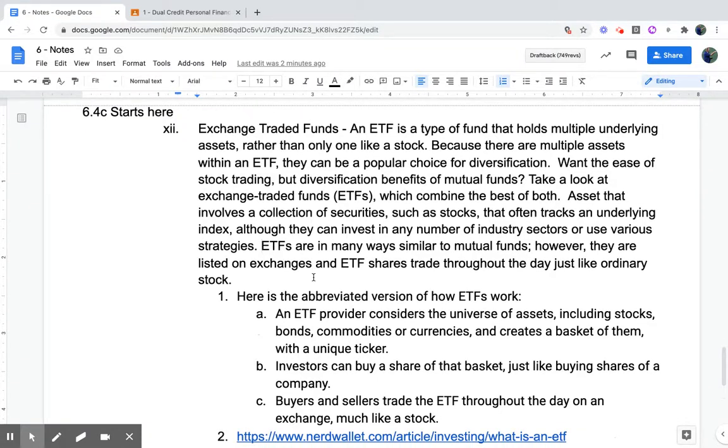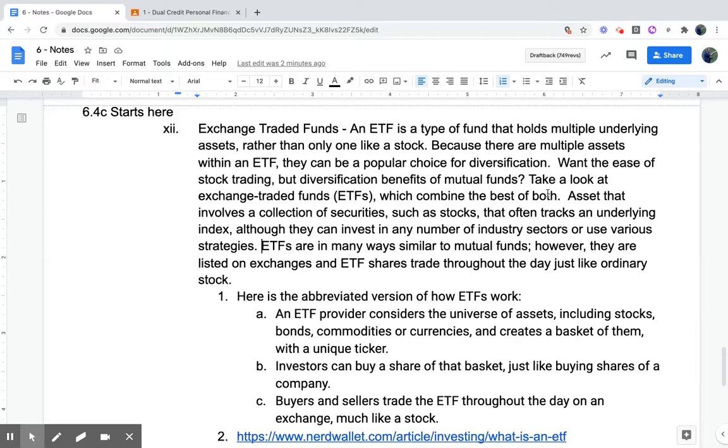So with exchange traded funds, an ETF is a type of fund that holds multiple underlying assets rather than only one, like a stock. When you buy stock, you're only buying stock in that one company. Or when you buy a mutual fund, we talked about mutual funds could be a bunch of different things grouped together. Because there are multiple assets within an ETF, they can be a popular choice for diversification. Want the ease of stock trading, but diversification benefits of mutual funds? Take a look at ETFs, exchange traded funds, which combine the best of both.